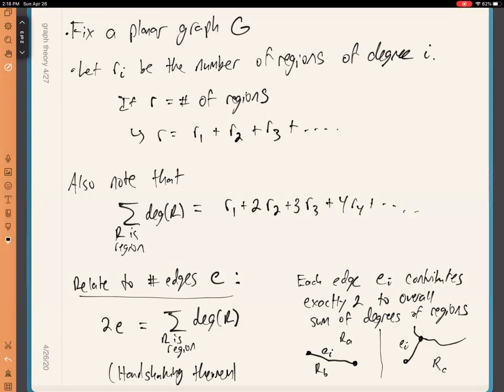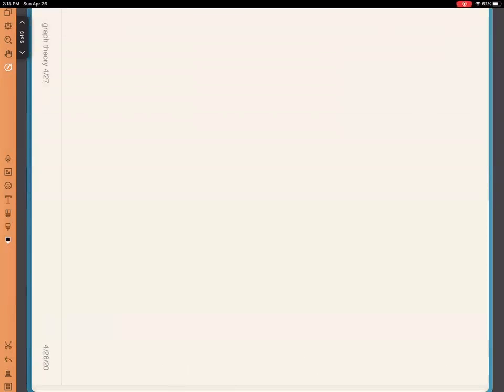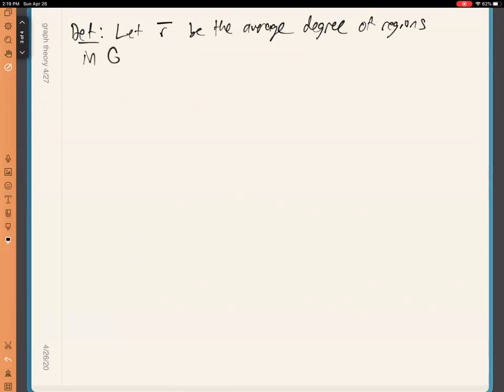Right. And so how are we going to take advantage of this? Well, I have to define one more thing. Remember, we have some fixed graph that we're working with. This will apply generally to planar graphs. So I'm going to let r with a bar on top of it be the average degree of the regions, the average over all the degrees. And remember, G is a planar graph. This stuff only makes sense if G is planar for now.